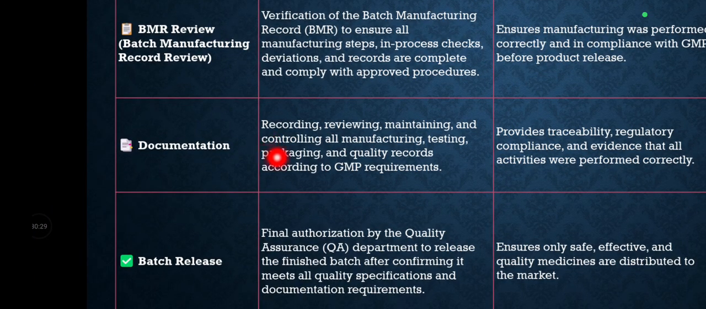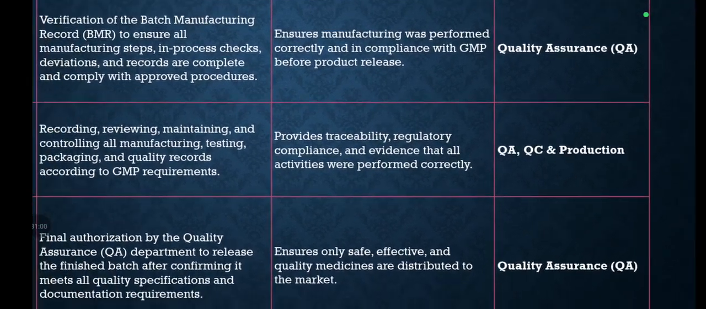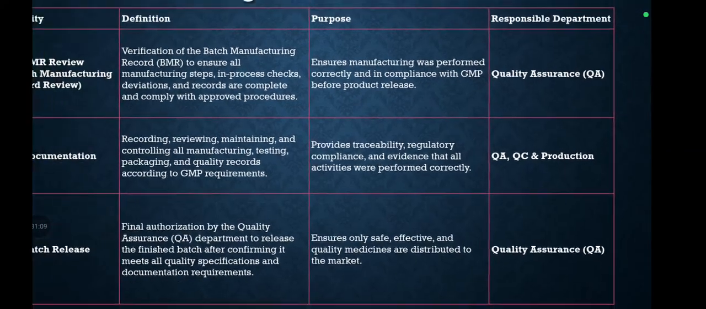Then documentation, recording. Documentation is nothing but recording, reviewing, maintaining, and controlling all the manufacturing, testing, packaging, and quality records according to GMP requirements. So it provides traceability. Traceability means how much quantity you used for granulation, what moisture content was available in that particular granulation. Then evidence that all activities were performed correctly. Who is responsible for this? QA person, QC person, and production person are also responsible for the documentation process.